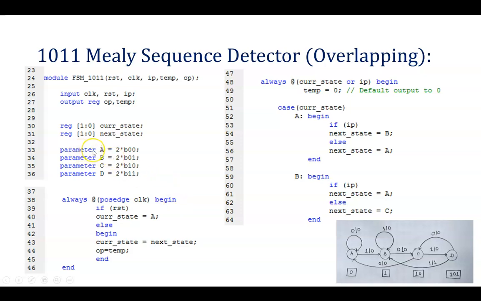That is a user-defined data type. So the parameter you need to write: if you have given S0, you can write S0. Here I have given the name A to the state. That's why it is mentioned as A.